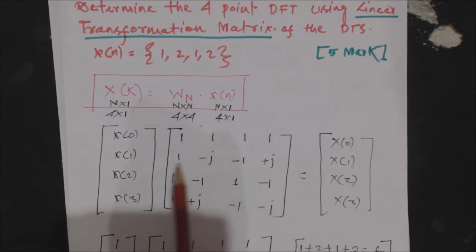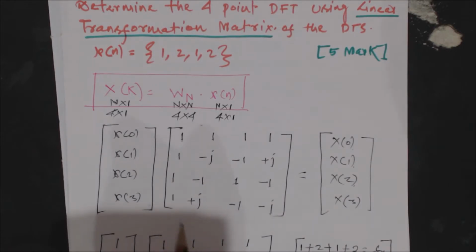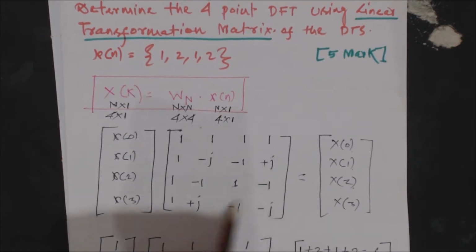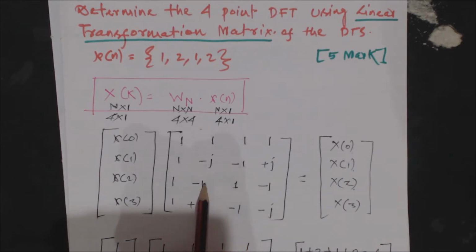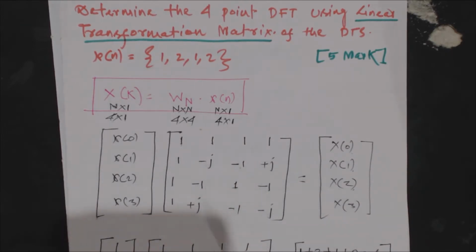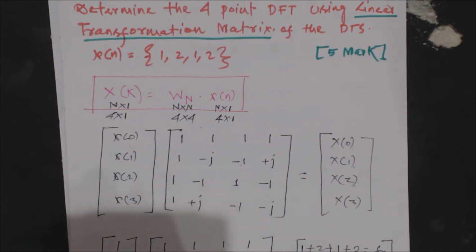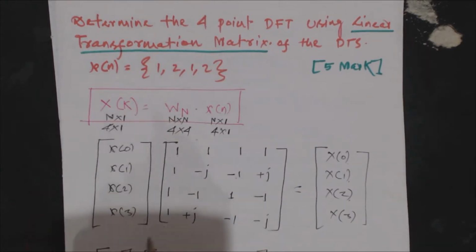The whole row will be equal to 1, and this column will be equal to 1. These diagonals are minus j, and these are plus j. This value will be 1 and all other values will be minus 1. In this way we can fill out the 4 cross 4 matrix for linear transformation. And we have calculated the DFT using the linear transformation matrix for this given discrete time sequence.